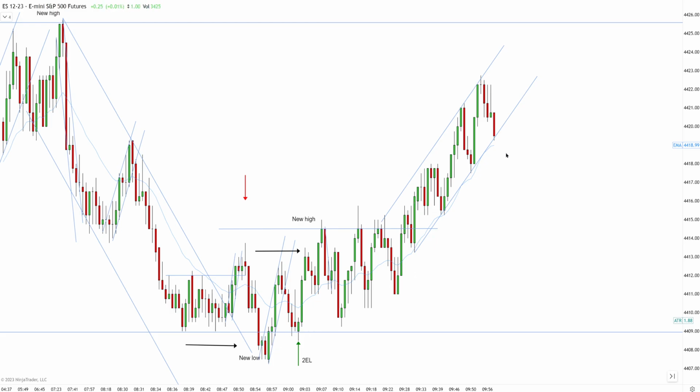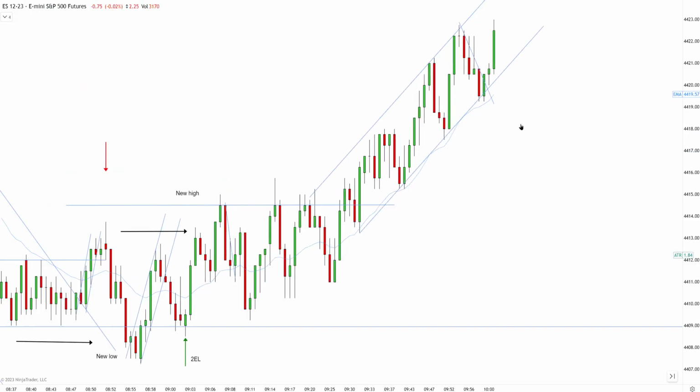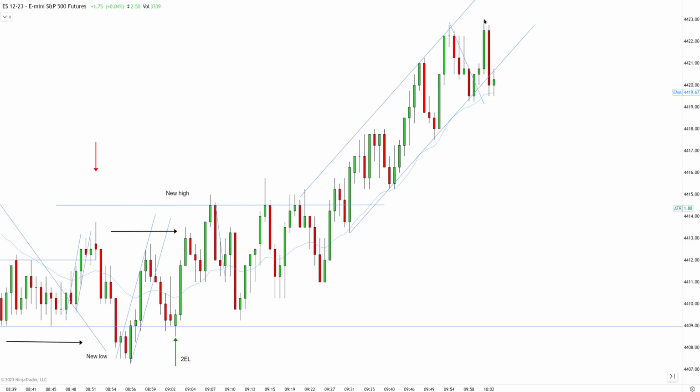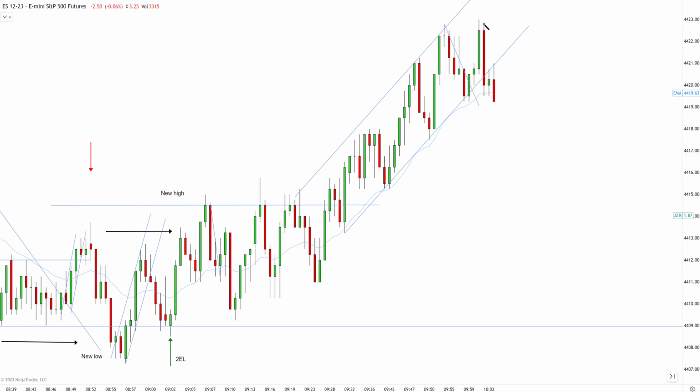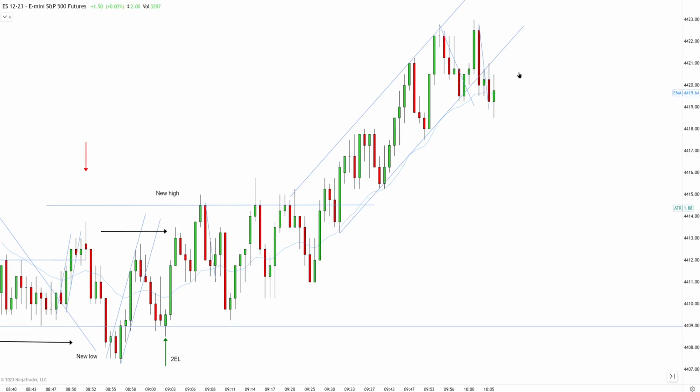Right now the spike and a channel started. So right now I'm looking for second entry long at the EMA. Can we get it? We have first entry long only, new high, count reset. So I'm still looking for second entry long. This is a new high, reset the count, redraw my trend line, first entry long, and we have second entry long.